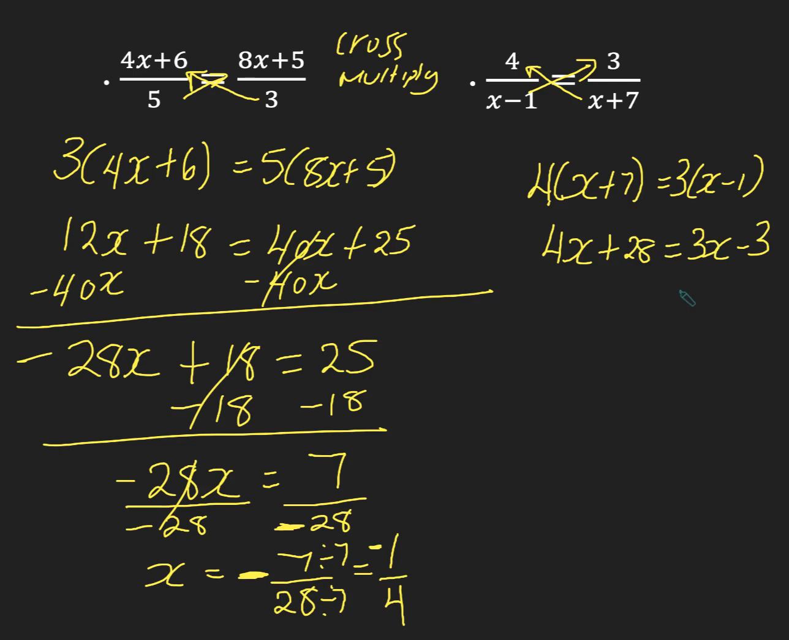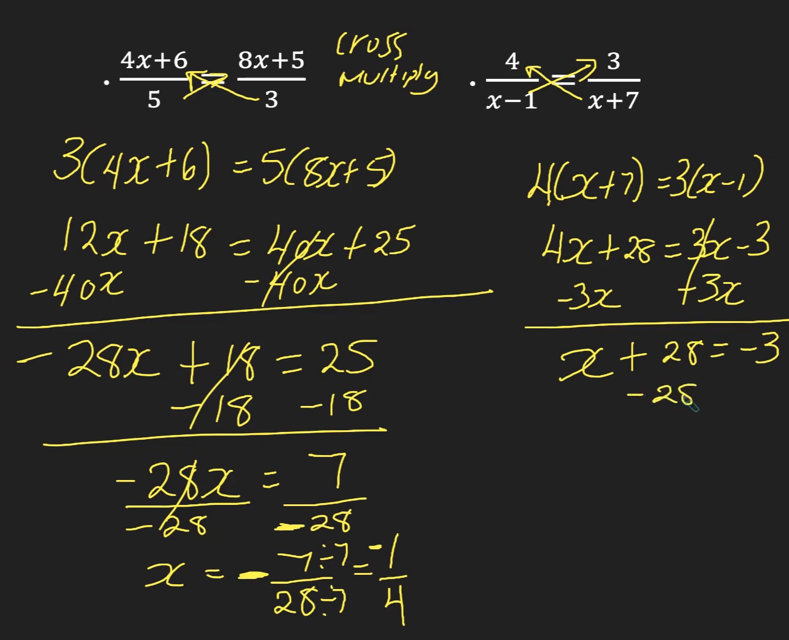I'm solving for x, so I'm going to minus 3x on both sides. I get x plus 28 equals to negative 3. Solving for x, I'm going to subtract 28 from both sides. So x has a value of negative 31. And you're finished. So these are your fractional linear equations.